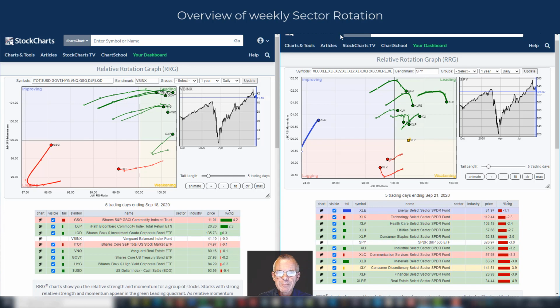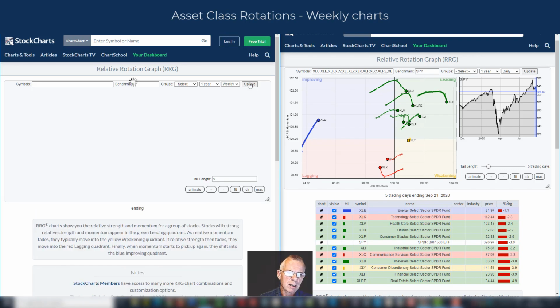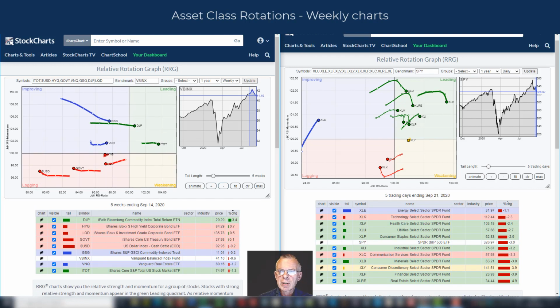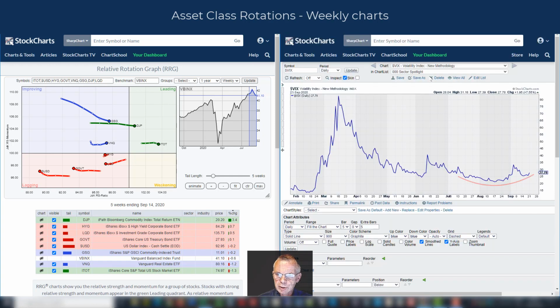Let's have a look at the asset class rotations in a little bit more detail and from a longer term perspective. So we're going to switch this one to a weekly RRG. It gives you pretty much a different image. And I'm going to load up my charts here on the right hand side. On the weekly scale, stocks ITOT is still moving further to the right, and government bonds is still moving further to the left, as is corporate bonds, as is high yield. High yield started to turn up. Dollar still weakening, and we've got commodities moving over from the left to the right. So they're doing pretty well.